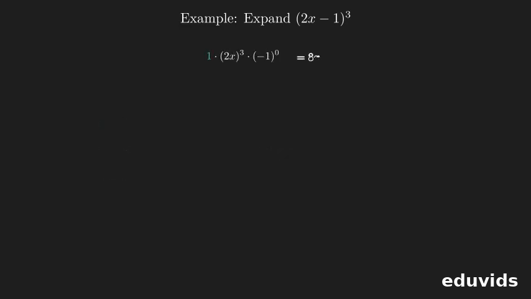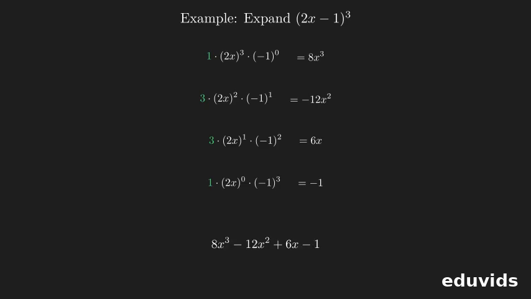The first term is 1 multiplied by 2x cubed times negative 1 to the power 0, giving 8x cubed. The second term is 3 times 2x squared times negative 1 to the power 1, which is negative 12x squared. The third term is 3 times 2x to the power 1 times negative 1 squared, which simplifies to positive 6x. The final term is 1 times 2x to the power 0 times negative 1 cubed, which simplifies to negative 1. The complete expansion is 8x cubed minus 12x squared plus 6x minus 1.